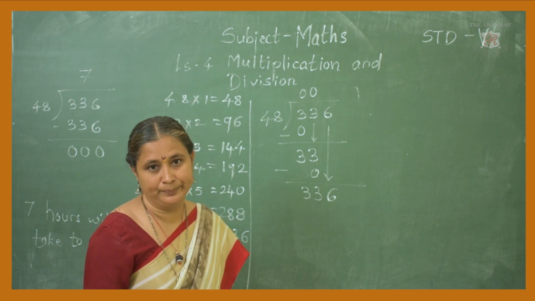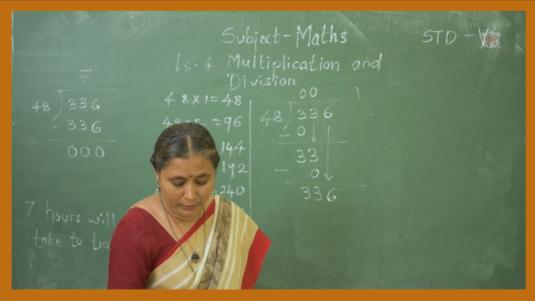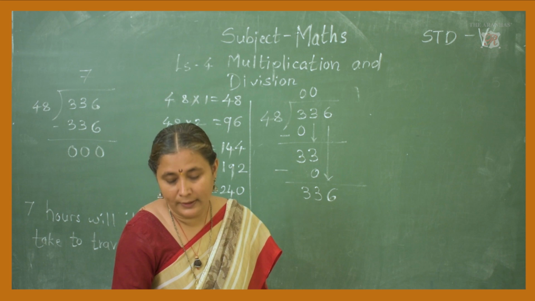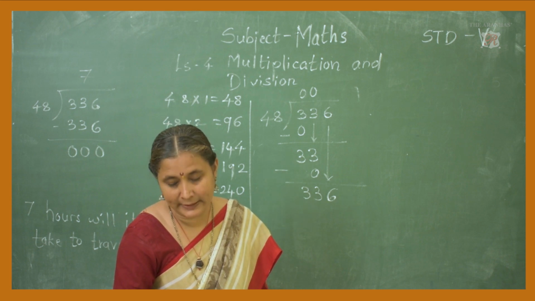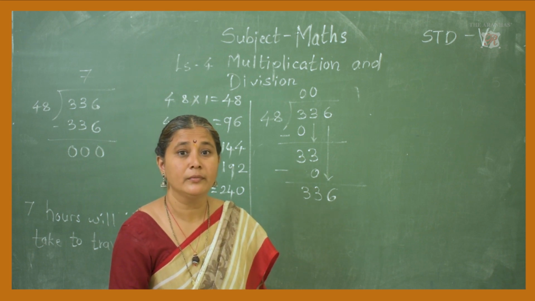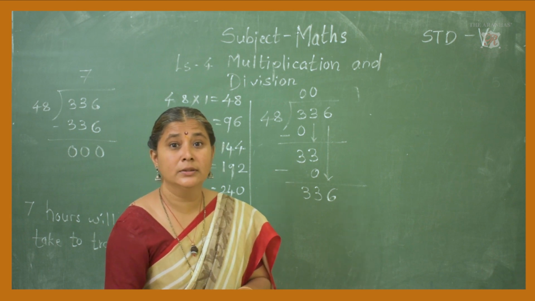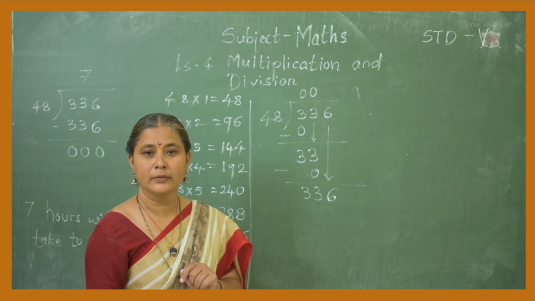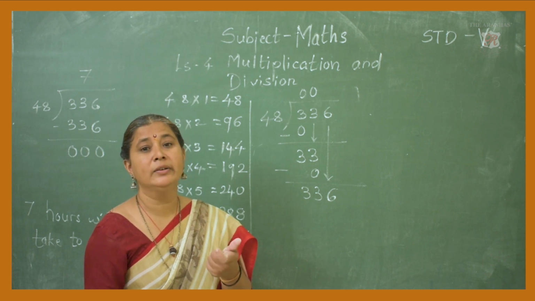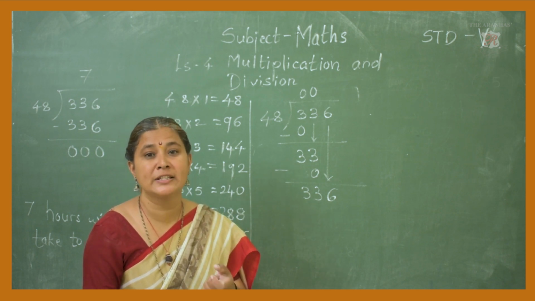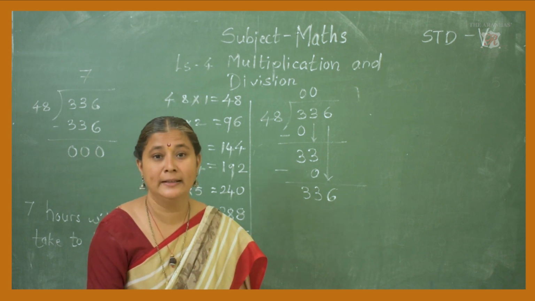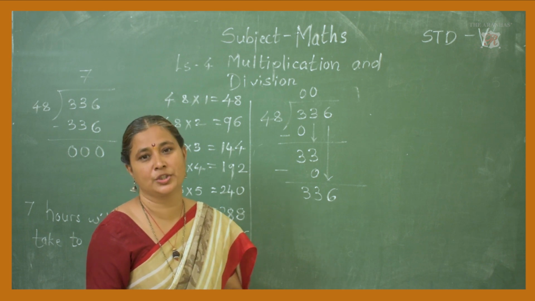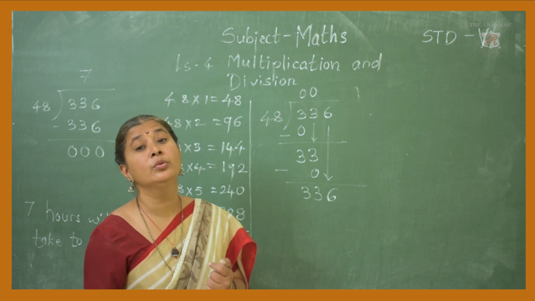Now see the fifth sum. Which number on being multiplied by 56 gives a product of 9,688? Which number can we take to multiply by 56, then we are getting the answer 9,688? That is the question. It means what we have to do?